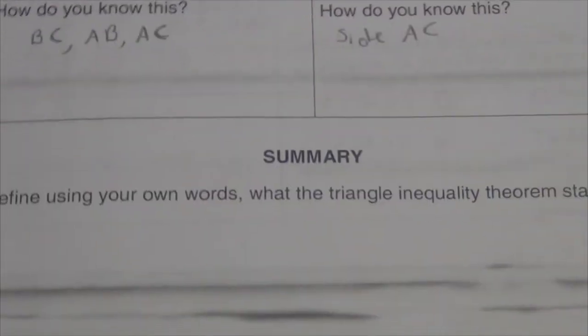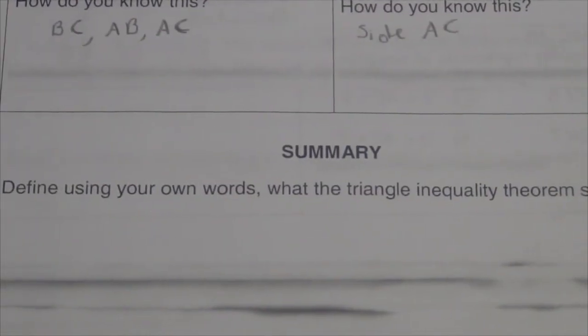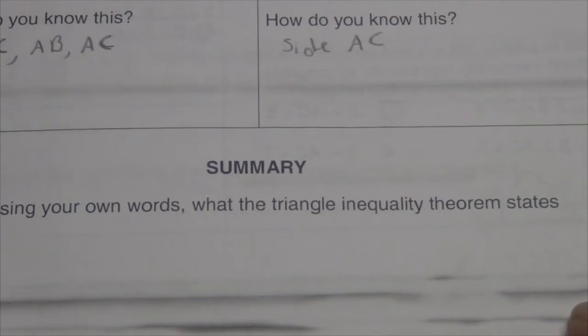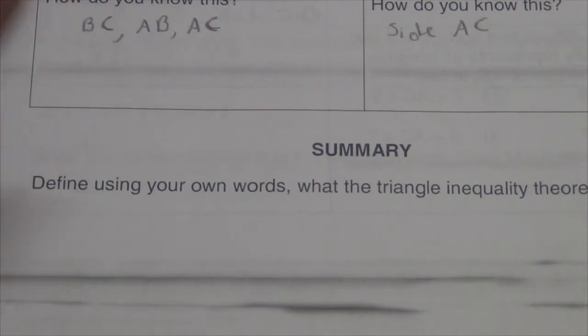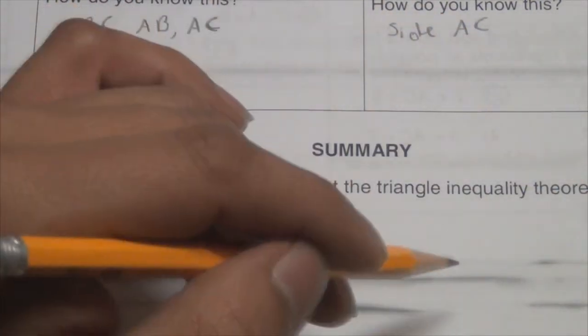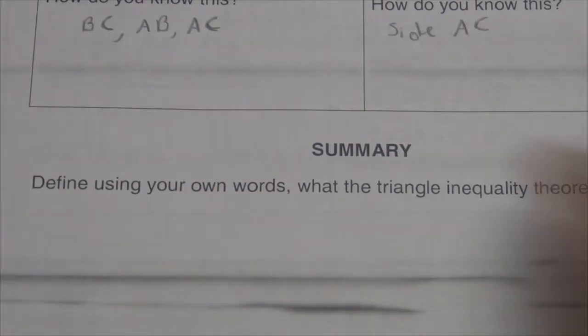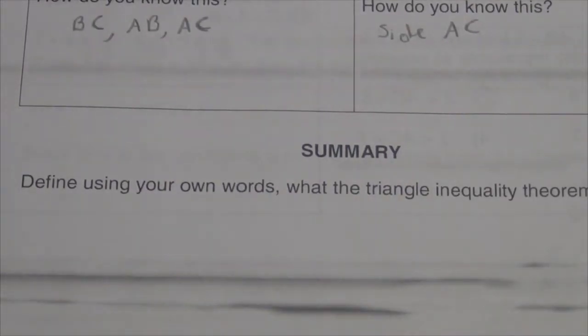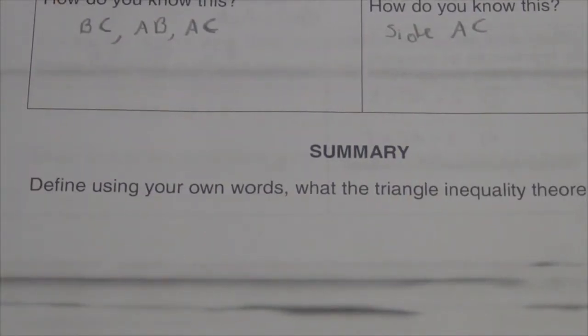All right, so what does it say here? Define using your own words what is the triangle inequality. What the triangle inequality theorem states? It states that the sum of any two sides of a triangle is greater than the length of the third side. I don't have to write it down. You already have it in the mini lesson. So just refer back to the mini lesson so you could write down your summary. All right? Good.